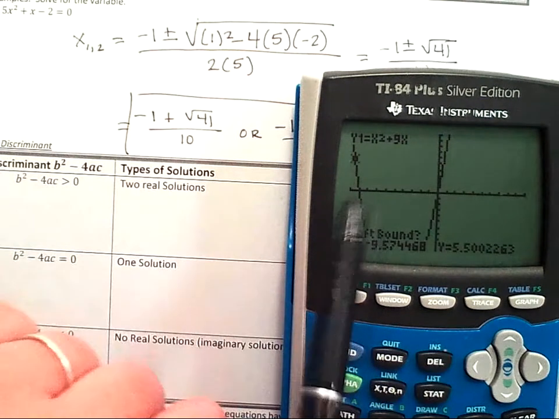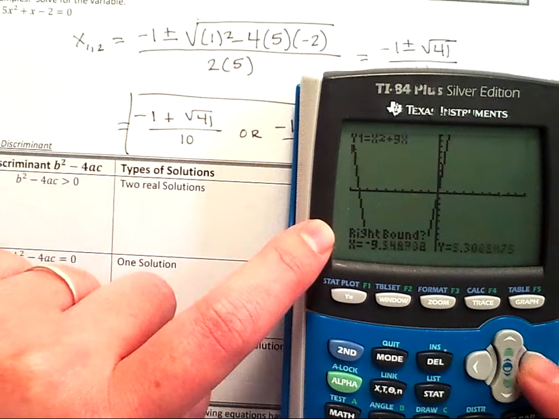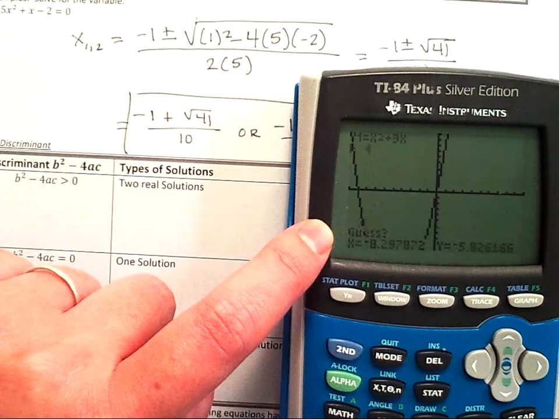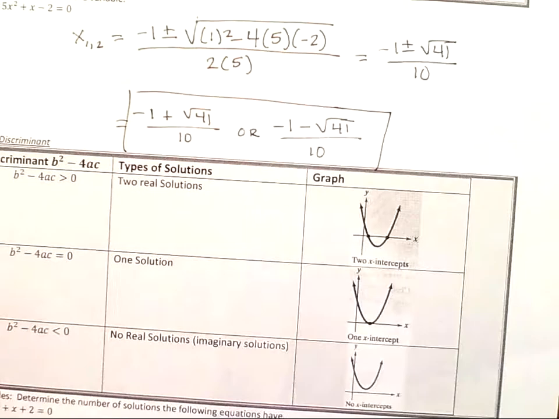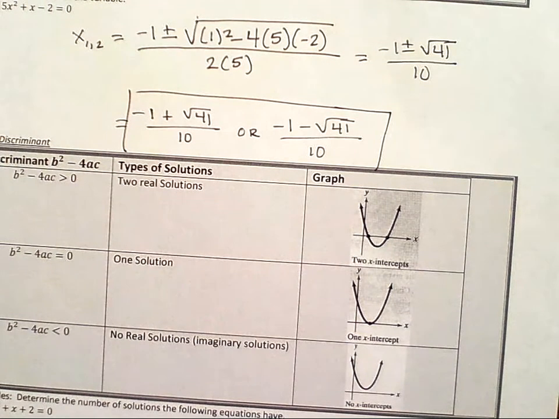There it is, right? So anywhere to the left of where I see it cross, enter; anywhere to the right, guess, enter. x equals negative 9. That's what we got for the first one, right? So there's another way to check your answer. The more you know, the easier things are, the more you can check your work, right?